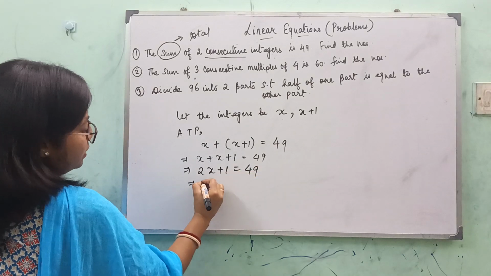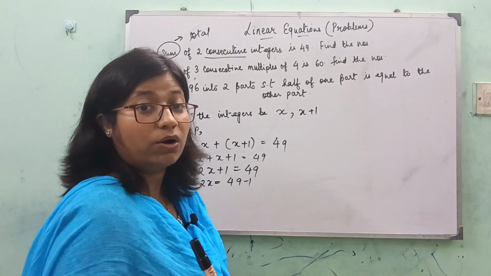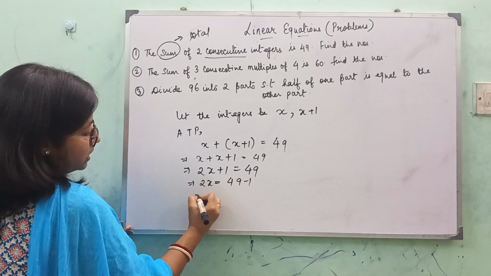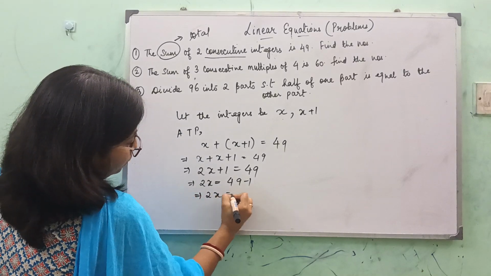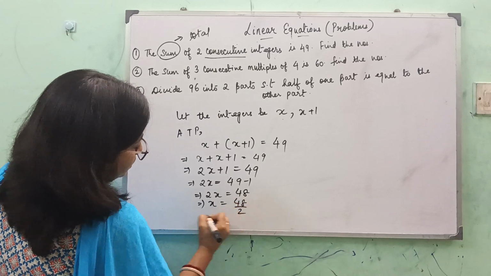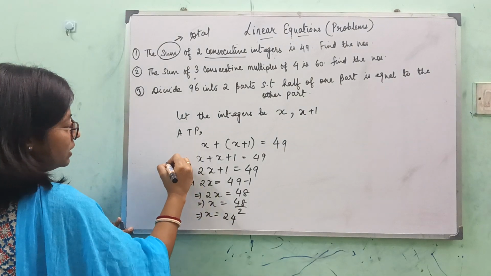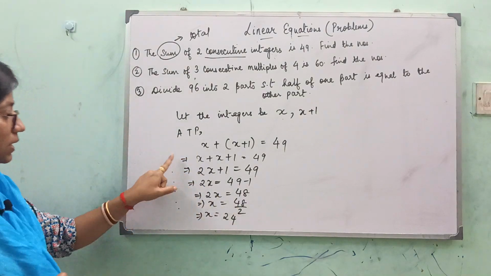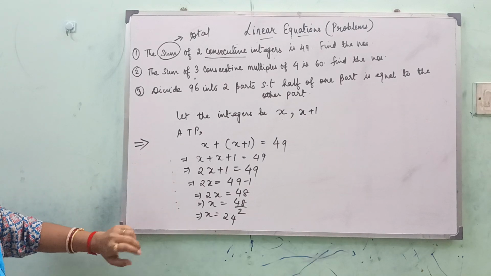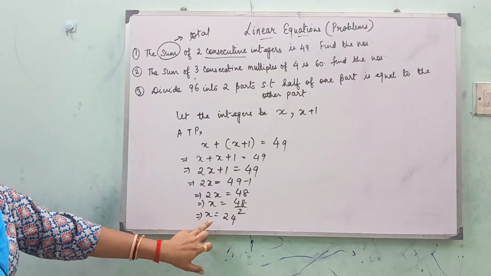So now simplifying this, I think you have become a pro now in simplifying. You should become a pro now. Okay. So take the 1 to the other side. So it is 49 minus 1. So 2x equals 48. So x equals 48 by 2. That means x equals 24. Remember children, these are implies signs. You have to mention these when you're doing linear equations. Alright. So the value of x we have got as 24.